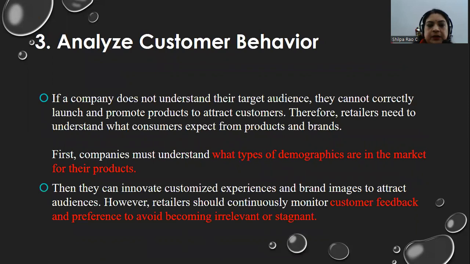Once the market has been analyzed, you need to analyze the customer behavior, where the company needs to understand its target audience so that it can correctly launch and promote the product to attract the customers. So here the retailer needs to understand what the customers expect from the product and the brand. Based on the requirements of the customer only, the strategies have to be made and implemented.